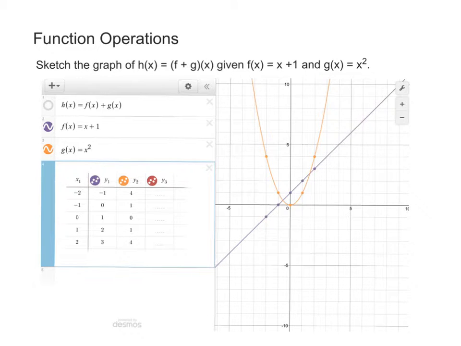In this question, it asks you to sketch the graph of h of x, which is f plus g of x, given that f of x is x plus 1 and g of x is x squared. So these are the functions. Here, the purple one, that's x plus 1, right? It has a y-intercept of 1 and a slope of 1. And then the x squared is this parabola, the one that's in yellow or orange there.